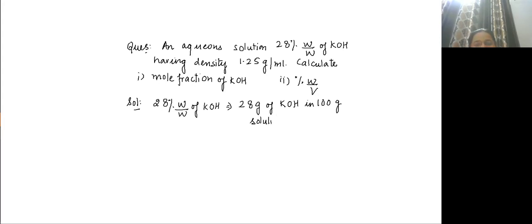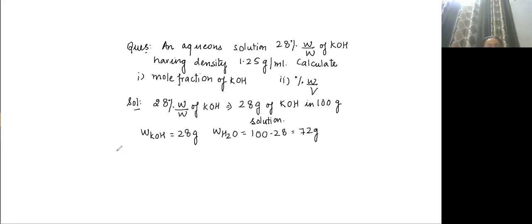So what is weight of KOH? And what is weight of water? Weight of KOH is 28 grams. Solution is 100, in which 28 is KOH. So remaining will be water. That is 100 minus 28, which is equal to 72 grams.